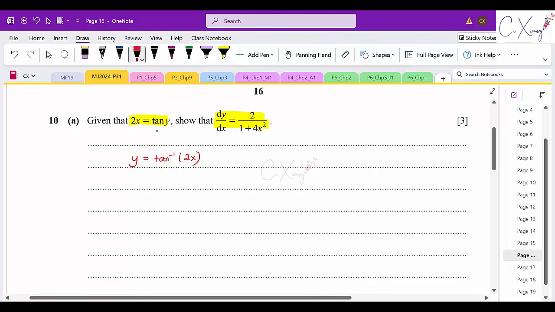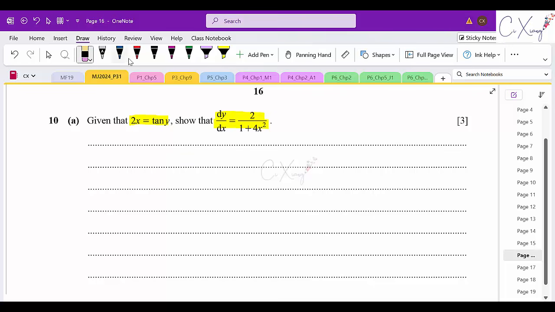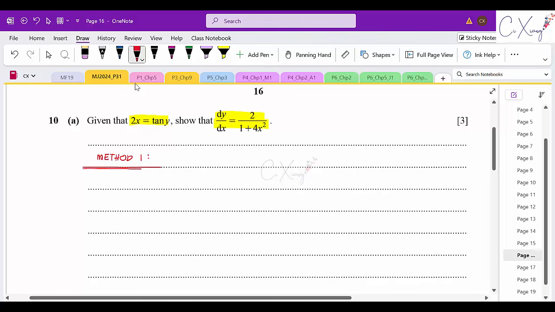Then you start to differentiate. You can do that. Or another option is to use implicit differentiation. No matter which method you are using, I will show you both so that you know the difference between them. But eventually, these two methods will give you the same answer. So let's have a look at method number 1 first.